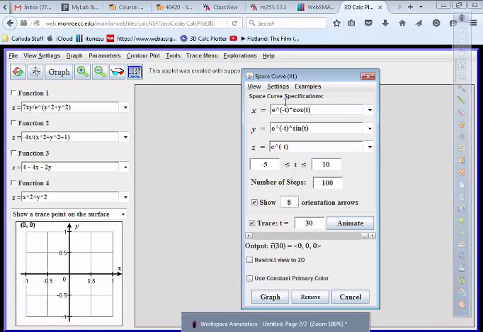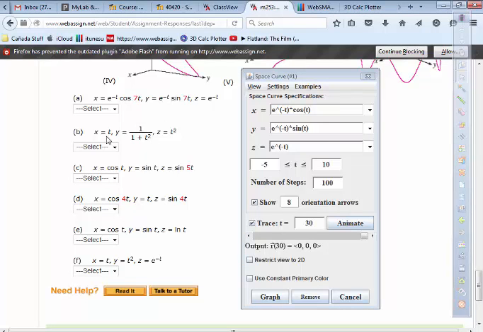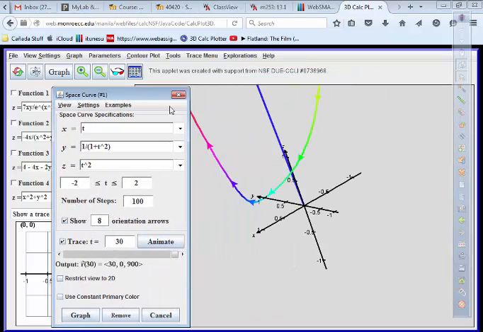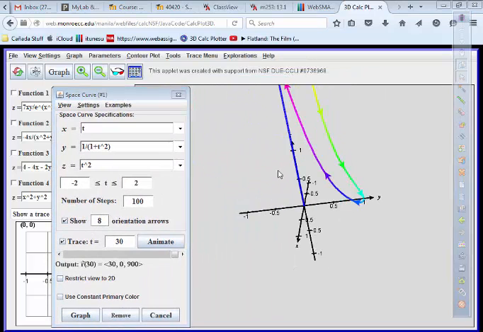And the next one is, let's see, t, one divided by... And when you're dividing, when you have fractions, you have to make sure you use parentheses, especially if you're adding and subtracting things. So you have to know your order of operations. And then the last one is t squared. Let's go from negative 2 to 2, maybe for starters. And then let's graph it. So here's that.